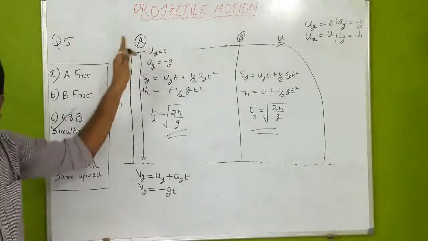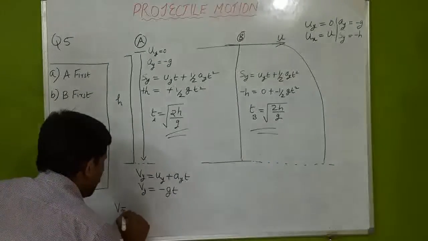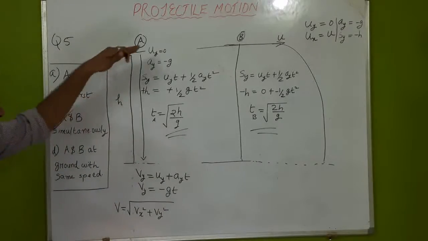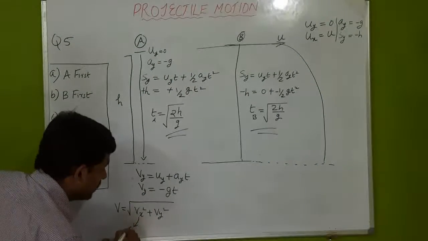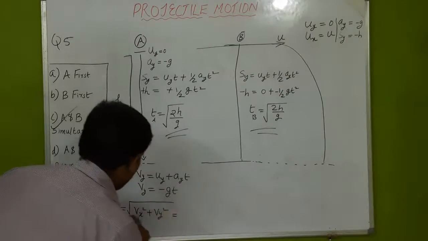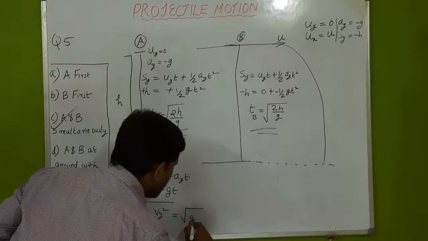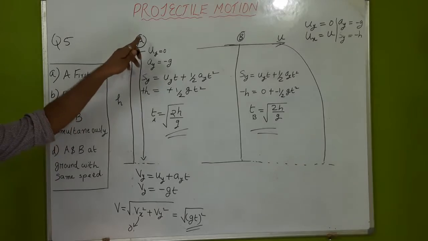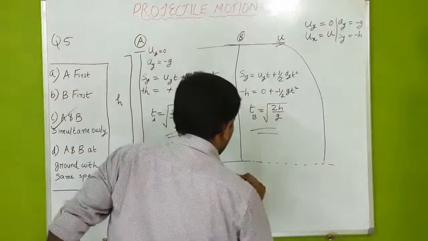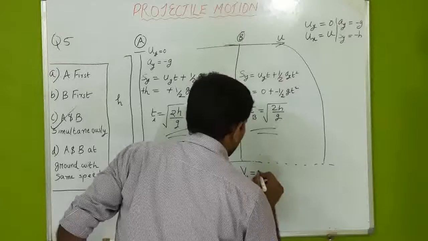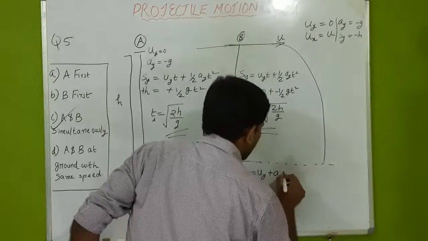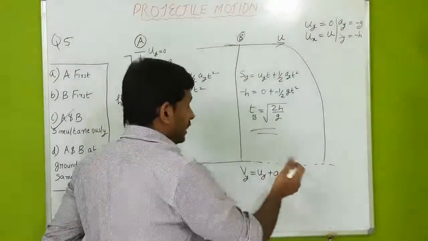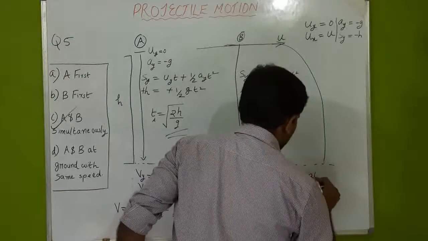So it does not have any x component of velocity. Therefore the net velocity v is equal to root of vx square plus vy square, but vx is 0, and putting vy here, we get v is equal to root of gt the whole square. This is the velocity at the ground for particle A. And for particle B, vy is equal to uy plus ay into t. Similarly, we get the same result here, because uy is 0 and ay is minus g. Therefore vy is equal to minus gt.